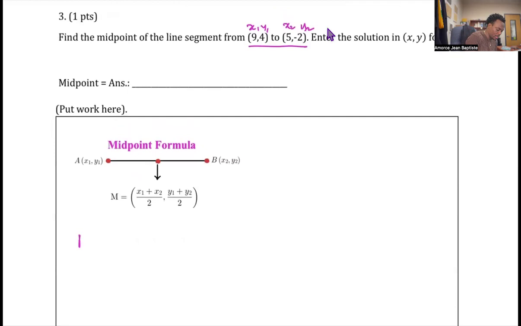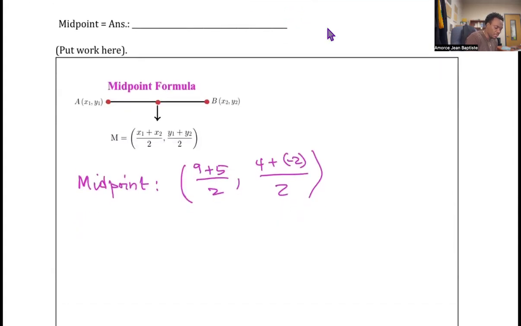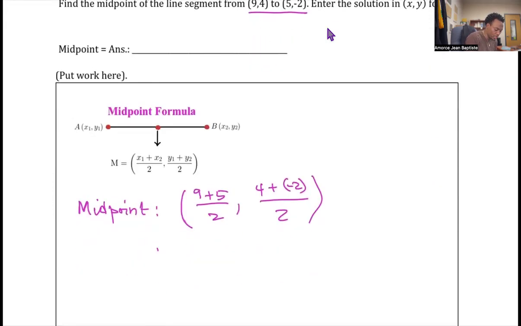So the midpoint would be, when you add the x's, 9 plus 5 over 2, and the y's, 4 plus negative 2 over 2. That would be the midpoint for the 2 points here. So let's add this. That's 14 over 2.